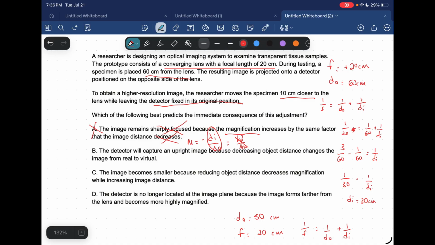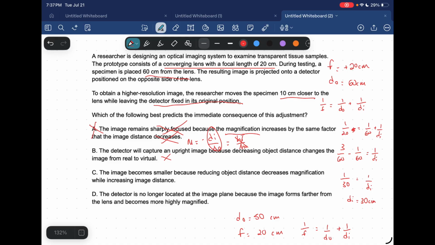B reads that the detector will capture an upright image because decreasing object distance changes the image from real to virtual. So I do remember discussing one condition when a converging lens would create a virtual image, and that is when the object distance is less than the focal length. And although we did decrease the object distance, 50 centimeters is still greater than the focal length of 20 centimeters, so the image is very much real. So we can eliminate answer choice B.